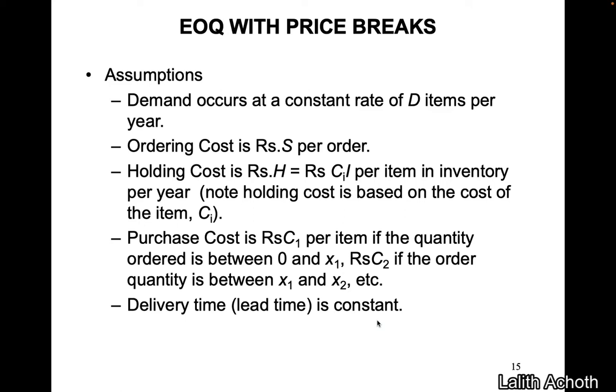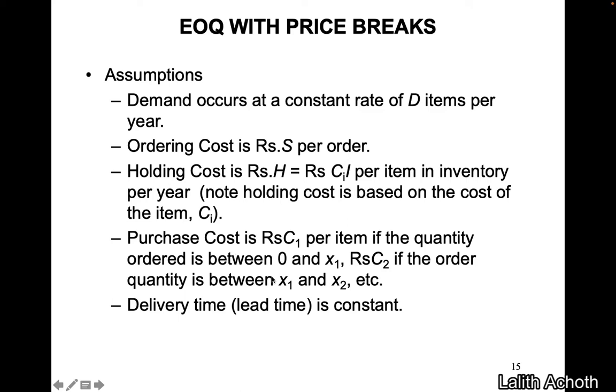So here the assumptions are that demand occurs at a constant rate, at D items per year. Ordering cost is S per order. Holding cost is H, or it can be C into the cost of inventory, like we did in the second example. But the value you should get is per unit per year. Note that the holding cost is based on the cost of the item.